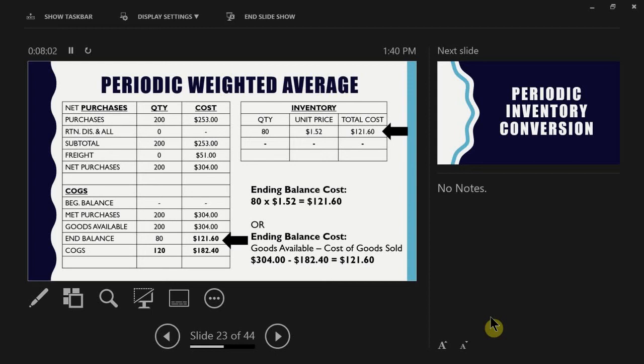Because at this point, it doesn't matter which one you solve first because they're all going to be the same price point. Okay? So again, you could do 80 times 1.52, which is the average cost per item, and you're still going to get 121.60. Or if you want to do the easiest way or to ensure that they equal each other, 304, or the goods available, minus the cost of goods sold. So 304 minus 182.40, you're going to get 121.60.